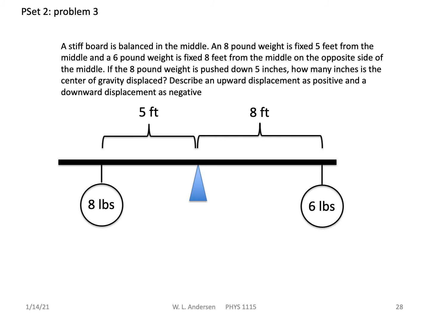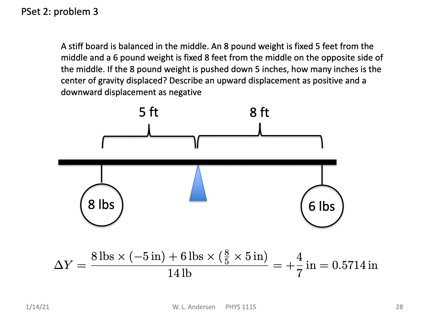So 8 pounds there on the left, and we've got 5 feet from the fulcrum. 6 pounds on the right, 8 feet from the fulcrum. We cause the 8 pounds to go down by 5 inches. Now, that may be what it wants to do, or we may have to push it down. We'll find out by calculating the change in the center of gravity. Let's go ahead and do that using our formula.